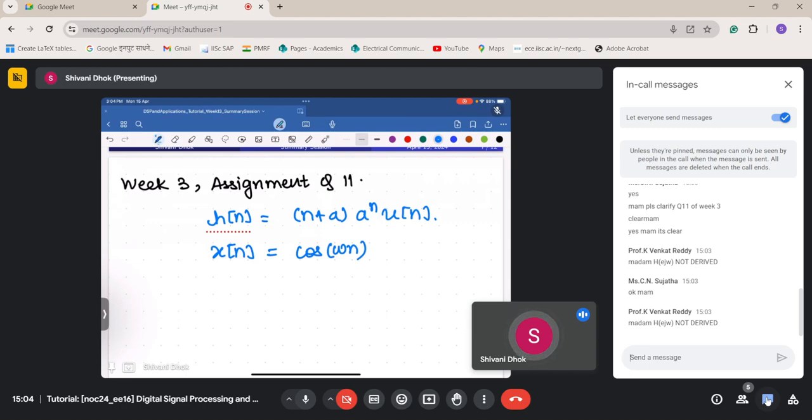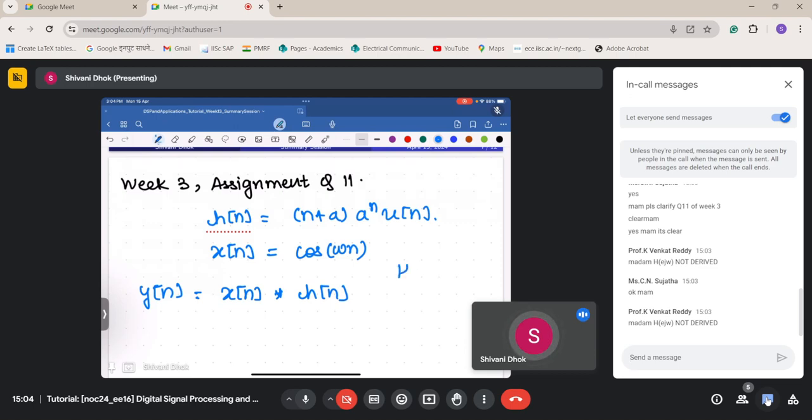So then what you will do is your y of n will be equal to x of n convolved with h of n. H of omega is not derived. You can easily find it using the standard definitions of Fourier transform.